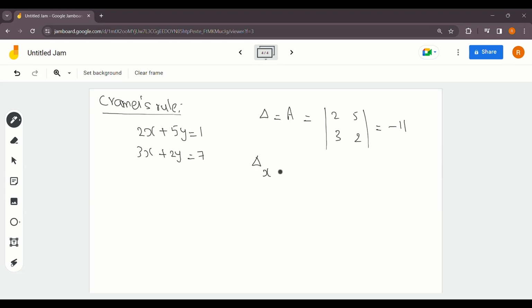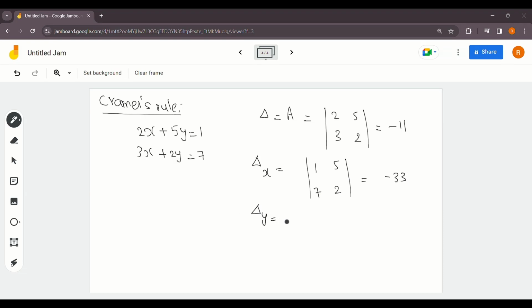And delta x you need to find out. For delta x, what you have to do is, the y column you keep as it is, 5 and 2. And for the x column, instead of this 2 and 3, you have to replace it with the b values, and then write 1 and 7. Now you expand this determinant. So you get 2 minus 35, which is minus 33.